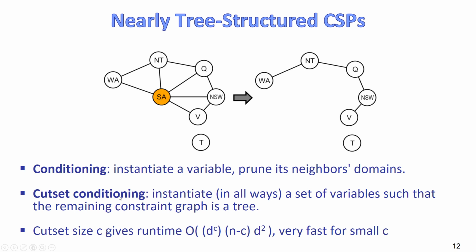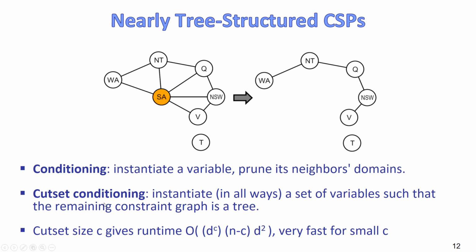Now, we have another concept, generalizing conditioning, called cut-set conditioning. So conditioning is not about the tree structure in particular. Conditioning is just assigning, instantiating a variable by a value and propagating that value to the neighbors. Now, cut-set conditioning is to do this instantiation, but on cut-set nodes.